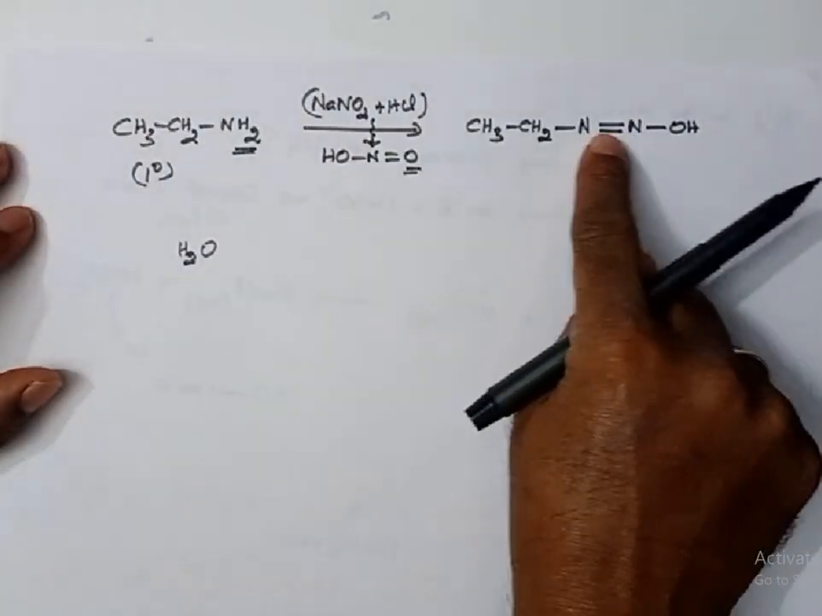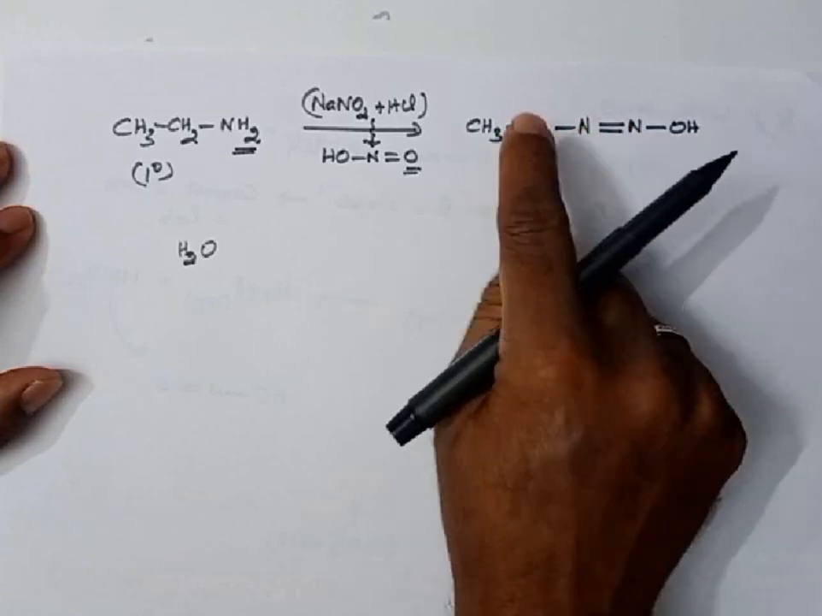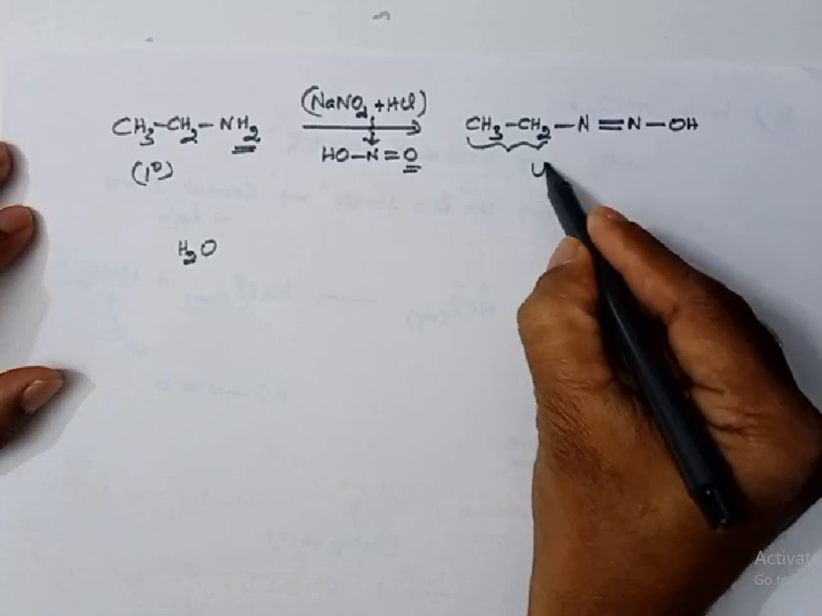It is called a diazo product. It is called a diazo product, but aliphatic diazo, it is an aliphatic group. Aliphatic diazo group is highly unstable.